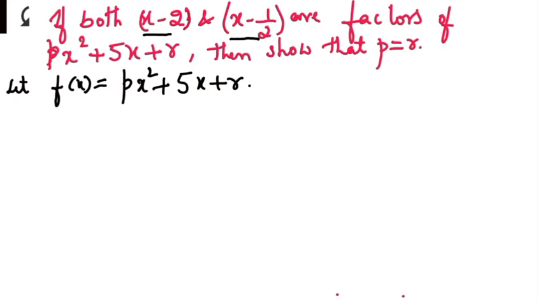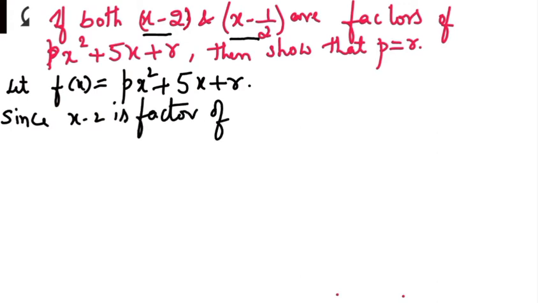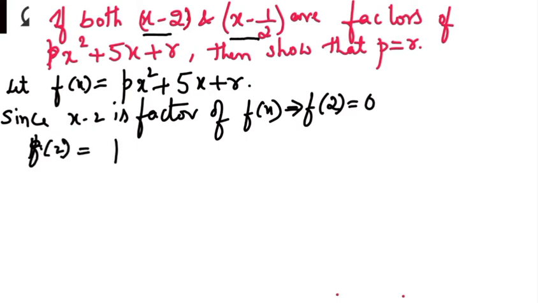Okay, and since x minus 2 is a factor of f of x, from x minus 2, the zero is 2. So from this we get the condition that f of 2 is equal to 0. So equate f of 2, what will you get? f of 2 is equal to p into 2 square plus 5 into 2 plus r is equal to 0.